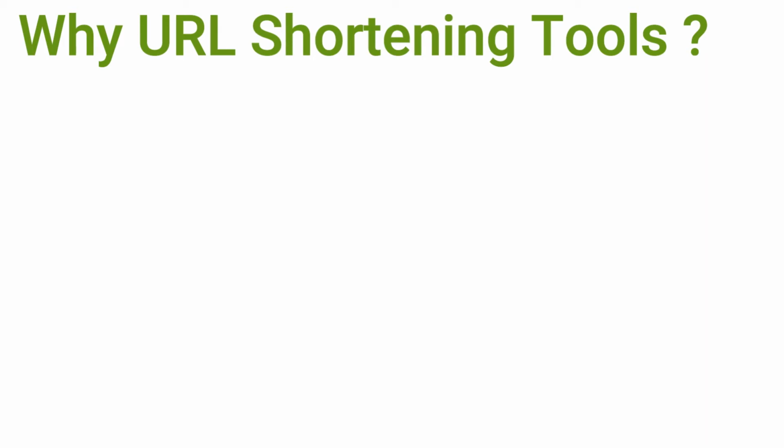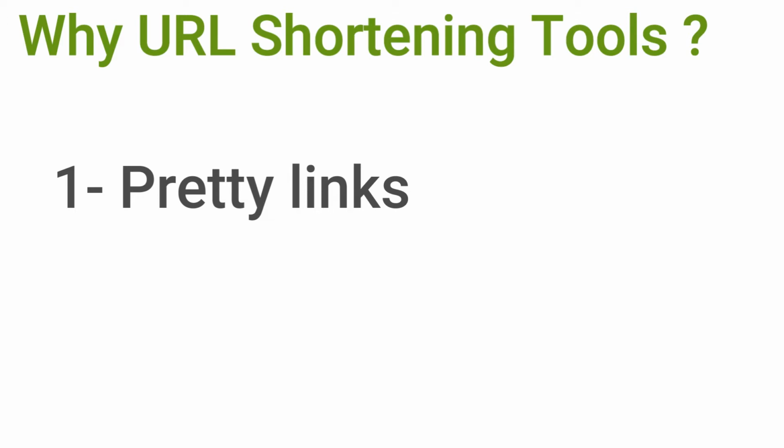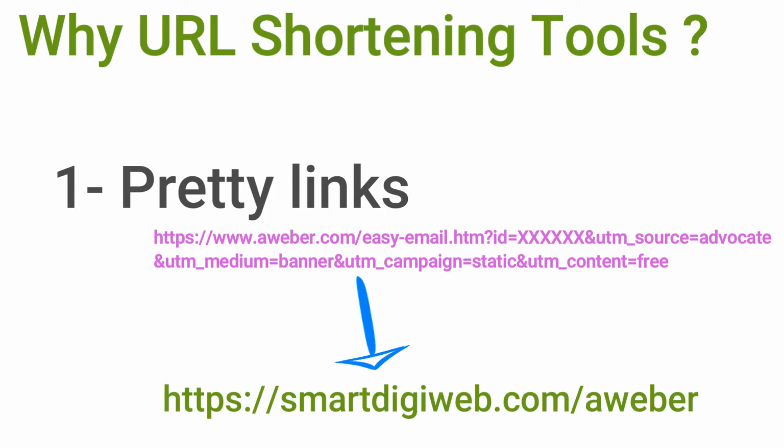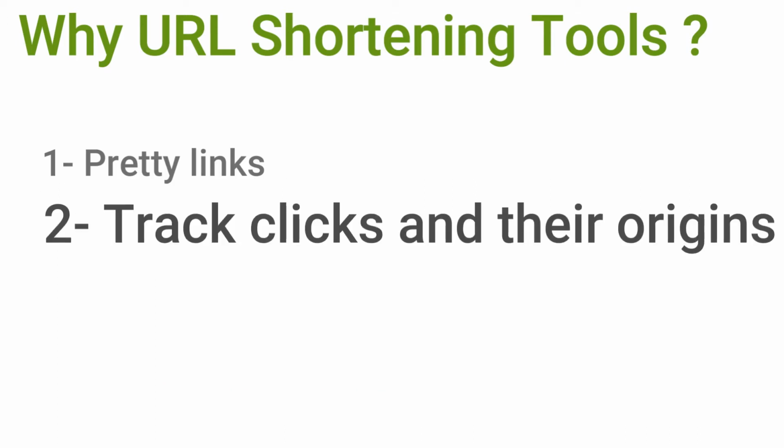Hi. First of all, let me explain why URL shortening tools are important for your affiliate links. Well, the first reason is that they turn an ugly URL like this one with many parameters into a pretty URL like the one below. And if you opt for the solution showed in this video, you can also have a URL with your domain name.